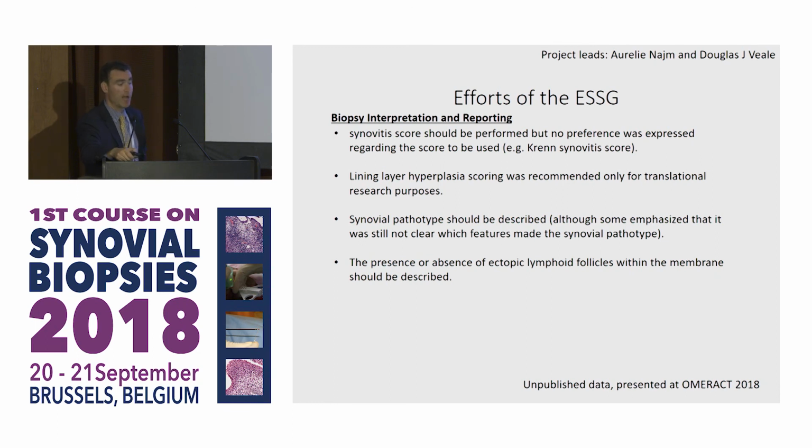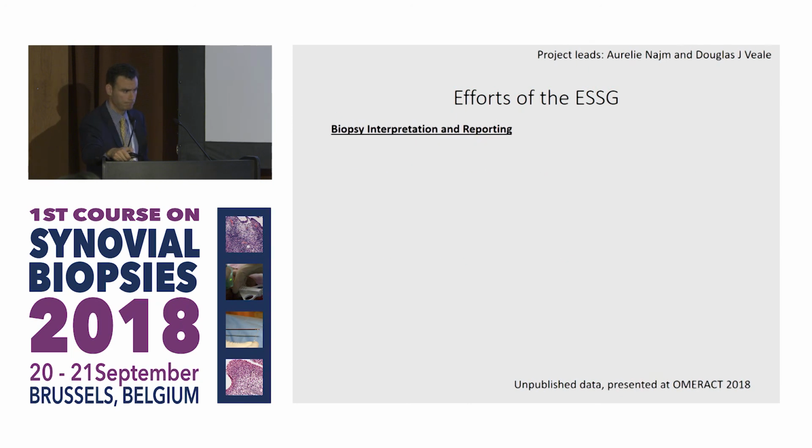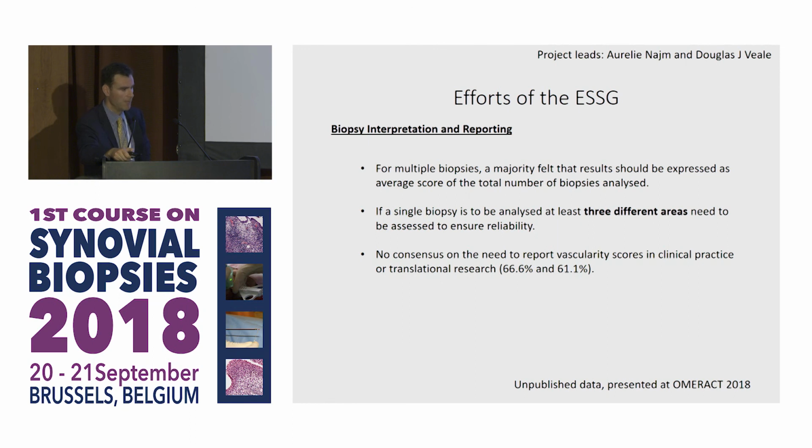And it was agreed that the presence or absence of ectopic lymphoid follicles within the membrane should be described. So in clinical practice, there was a lot of disagreement about what pathologists should be asked to do, but clearly the finding of granulomas was a clinically important finding. For multiple biopsies, most felt that results should be expressed as an average score of the total number of the biopsies analysed, and if a single biopsy is to be analysed, at least 3 different areas should be assessed to ensure reliability. No consensus on the need to report vascularity scores in clinical practice or in translational research was achieved.